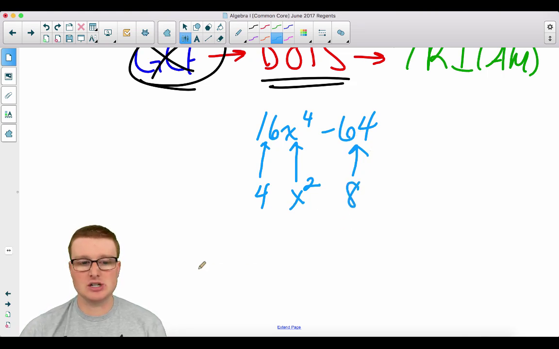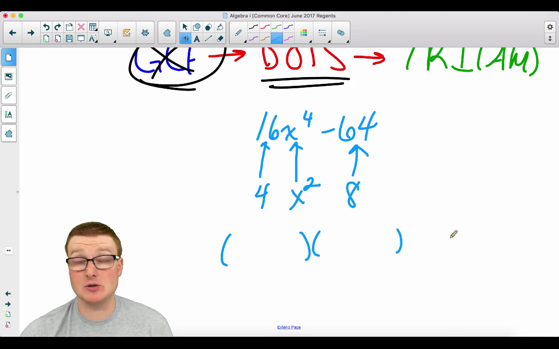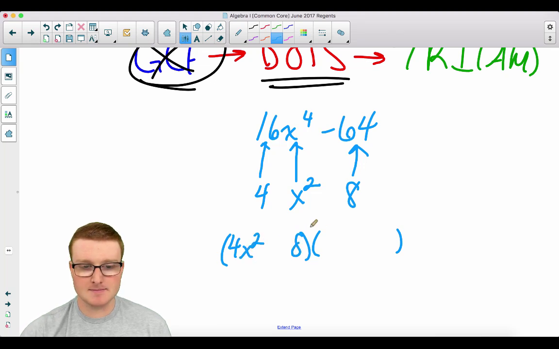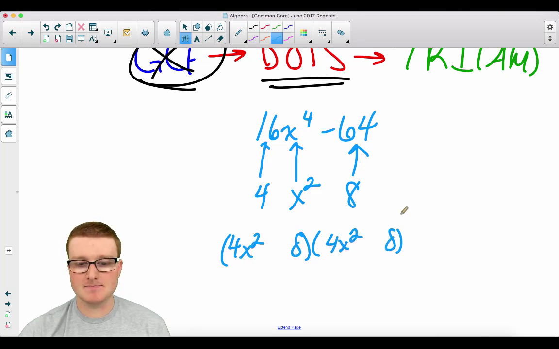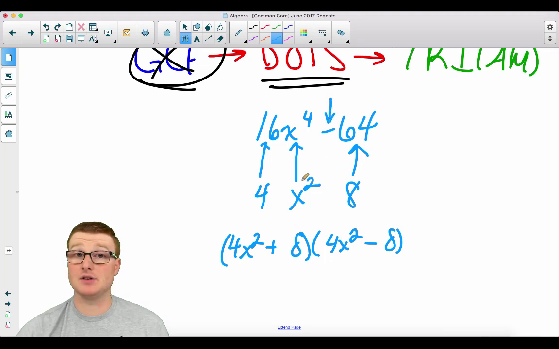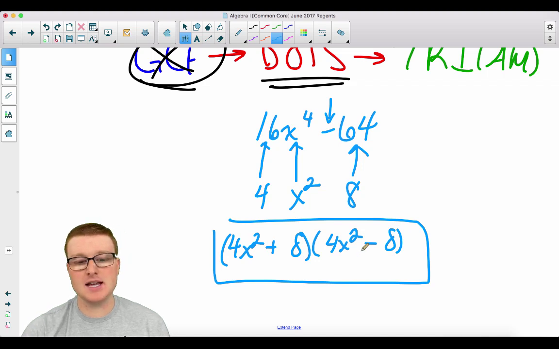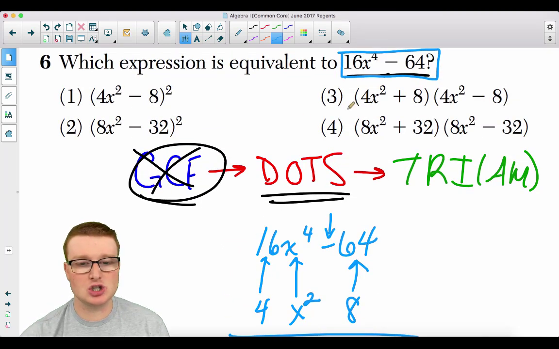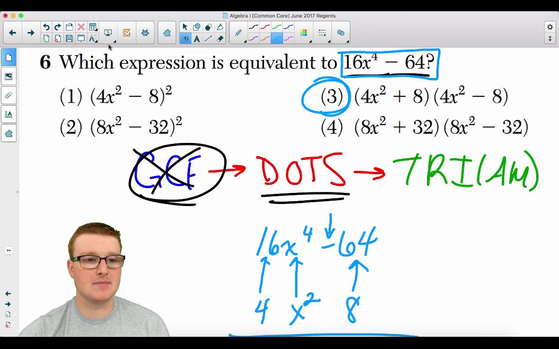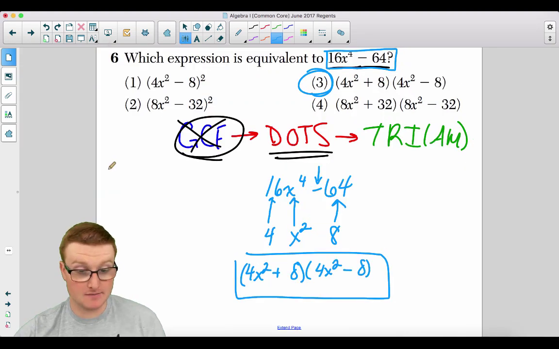So now you're going to set up a double bubble, or you could just set up two binomials, and plug everything in. 4x squared and an 8, 4x squared and an 8. In the difference of two perfect squares, you need to have a plus and a minus, because the middle term drops out and you're left with that negative sign for the 64. So the answer we're looking for is 4x squared plus 8 times 4x squared minus 8. Your answer is choice 3. And that's it. Pretty simple stuff.